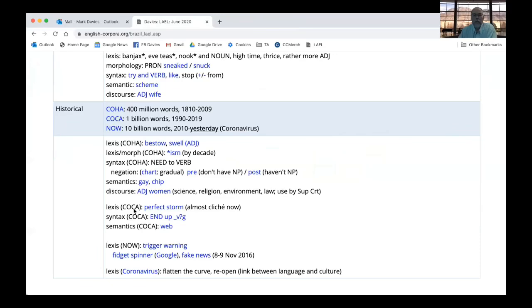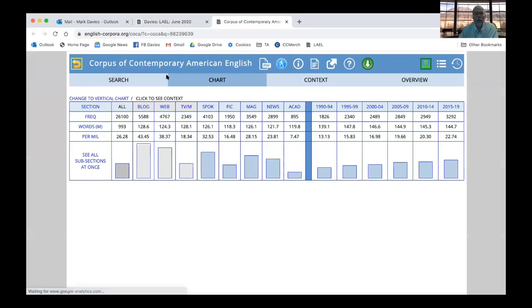Syntactic change. So for example, end up verbing, you'll end up paying too much money. You can't really see it very well here, but if you look at the frequency per million words, 13, 15, 16, 19, 20, 22, every five-year period, it just keeps increasing, which raises some really interesting questions about historical change and how that happens.